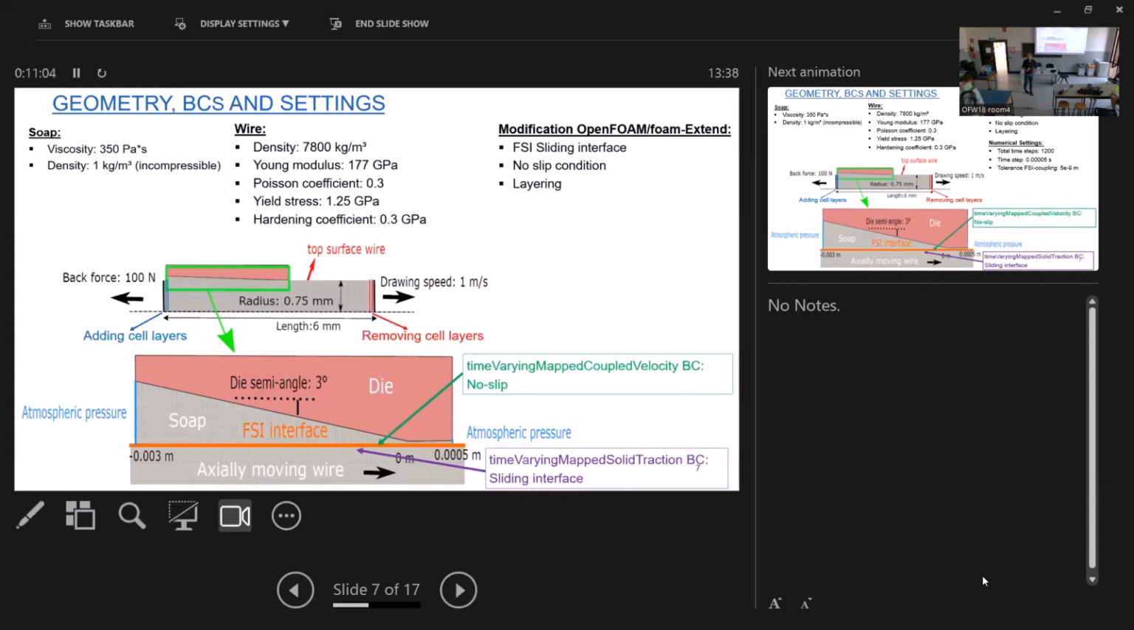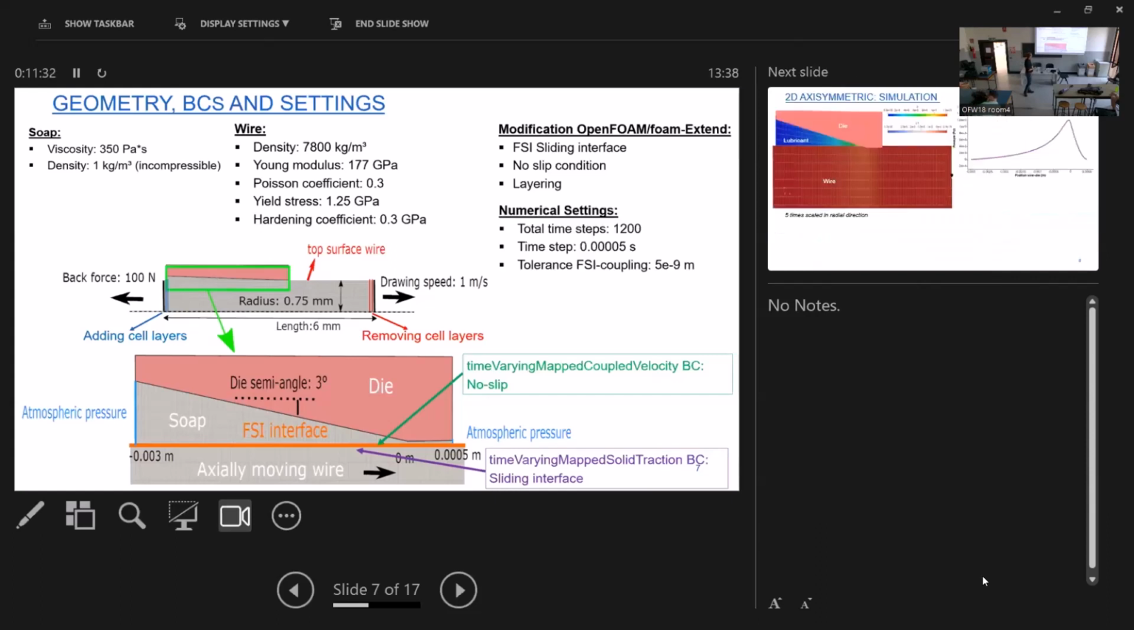In order to reduce the computational cost of the whole system, we applied layering, because we are not interested in what happens here. We are interested in what happens here, so really when the wire is in contact. So that's why we applied layering. That means in the inlet of the domain, cell layers are added, and in the outlet of the domain, the cell layers are removed.